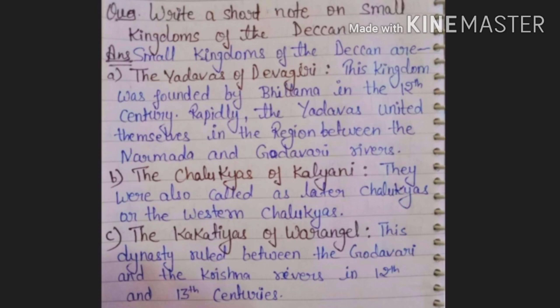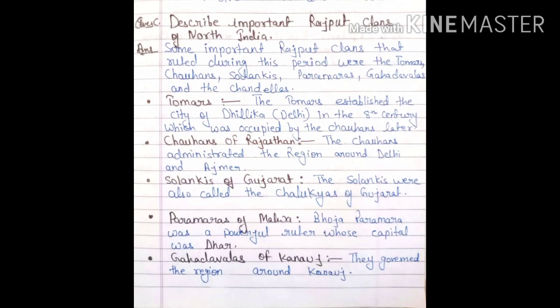Now students, our next homework question is, describe the important Rajput clans of northern India. And the answer is, some important Rajput clans that ruled during this period were the Tomars, Chauhans, Solankis, Paramars, Garhwals and the Chandels. So the first one is Tomars. The Tomars established the city of Delhi in the 8th century, which was occupied by the Chauhans later. Chauhans of Rajasthan. The Chauhans administered the region around Delhi and Ajmer.